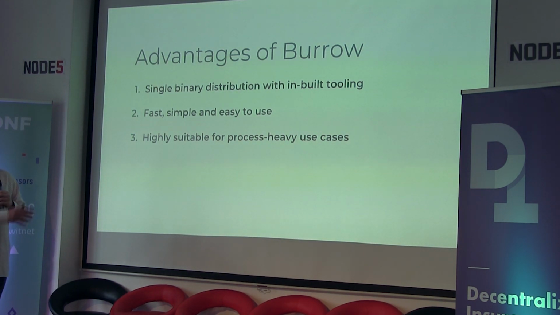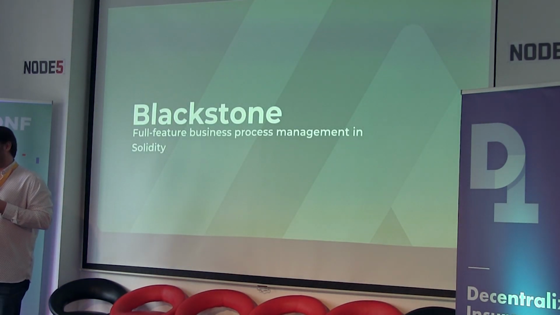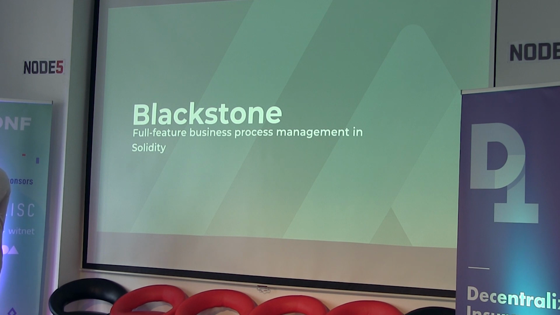And the other frameworks are much more sophisticated in terms of how they have a whole range of bells and whistles. Burrow has a few bells and whistles, but it's really built to be a single, off-the-shelf, fast, simple, and easy to use blockchain client that's really built for process-heavy use cases, which is really what we're here to talk about today. So with that out of the way, I really want to turn over to Monax's Chief Product Officer, Hendrik, who is going to talk about Blackstone.